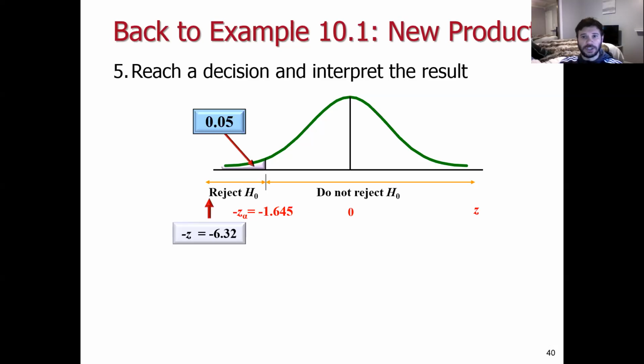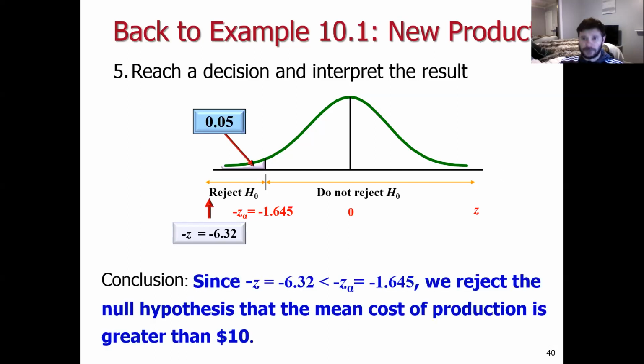So the conclusion here in running this test is that because our test statistic falls in that rejection region, it is smaller than the critical value of negative 1.645, we can reject the null hypothesis that the mean cost of production is greater than or equal to $10. So that is the core logic that we're going to apply.